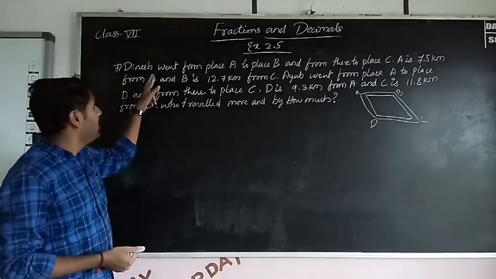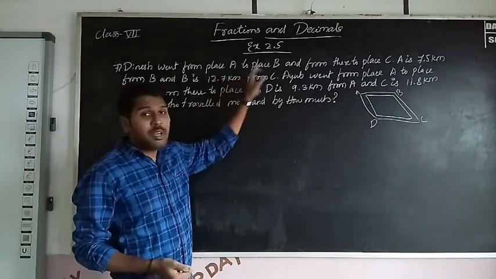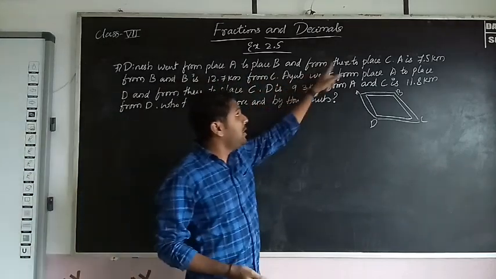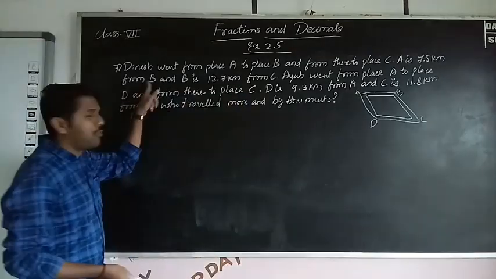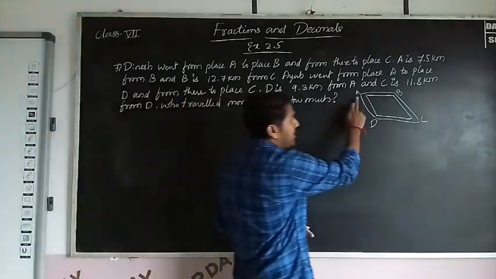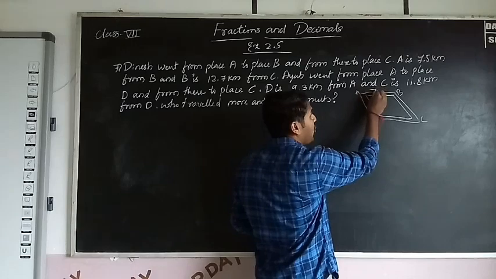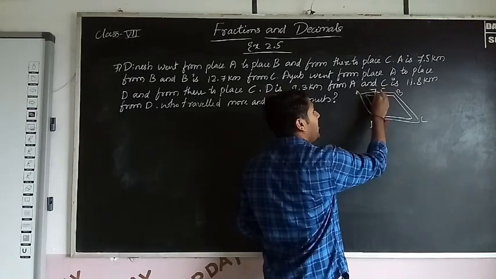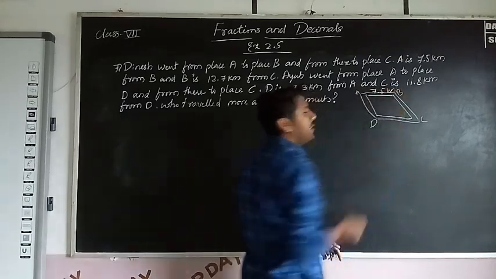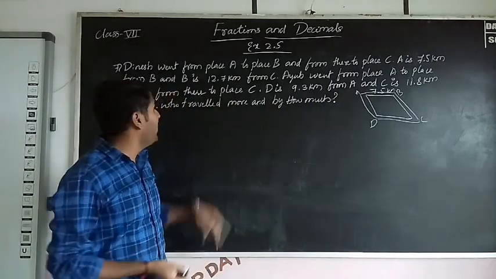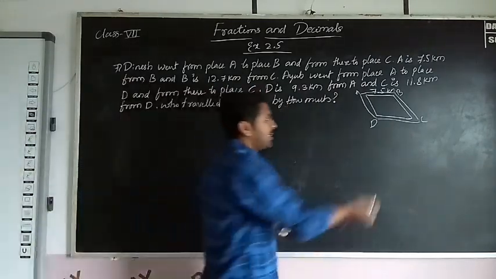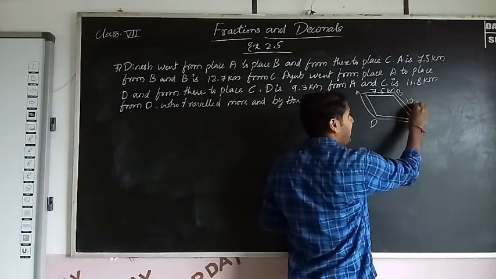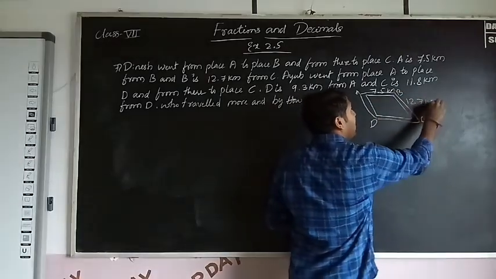Next seventh one, Dinesh went from place A to place B and from there to place C. So A is 7.5 km from B. So that means distance between A and B is 7.5 kilometer. And B is 12.7 kilometer from C, and distance between B and C is 12.7 kilometer.